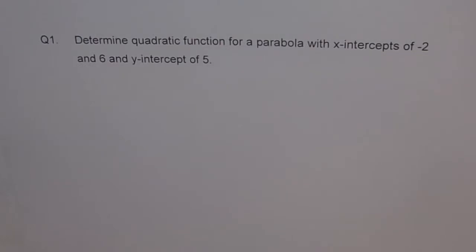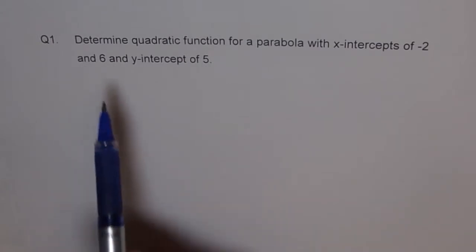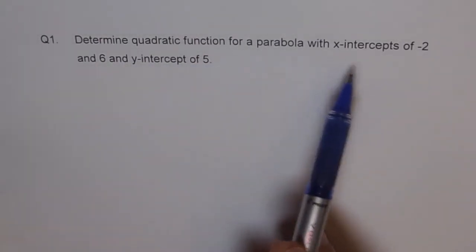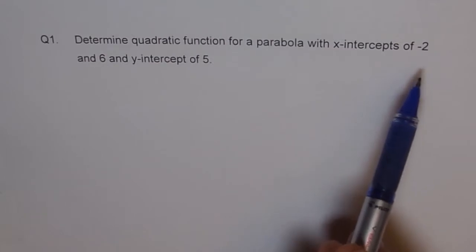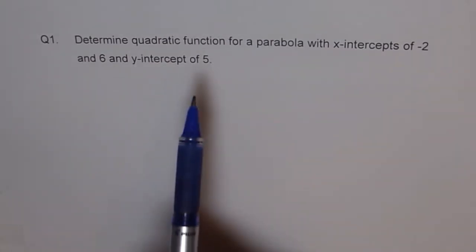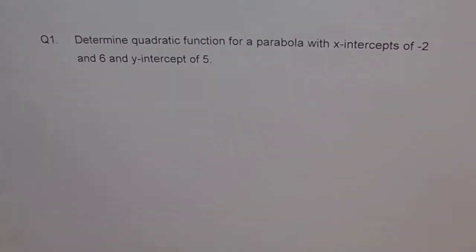Hello. Now let's try to find the quadratic function for a parabola where some conditions are given. Here's the first one for you. We need to find the quadratic function for a parabola with x-intercepts of -2 and 6 and y-intercept of 5. Okay, so we can start off and do the algebraic part.